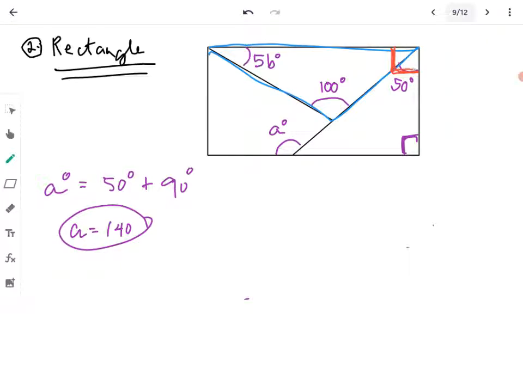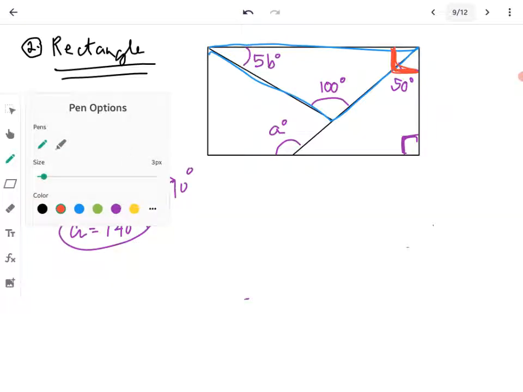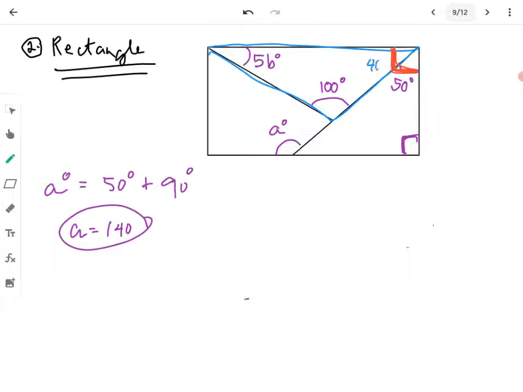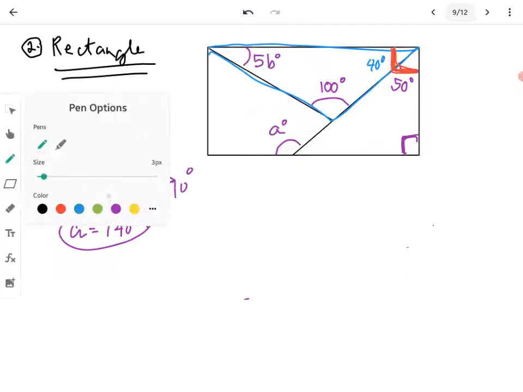This is 90 because one property of a rectangle is that the interior angle is 90, and we have already 50. This gives us this angle is 40 degrees because 40 plus 50 is 90 degrees. That is a right angle now. Okay, so meaning we can use now the 40, the 100, and the 5B as interior angles of the blue triangle. So from that, we can set up our equation.